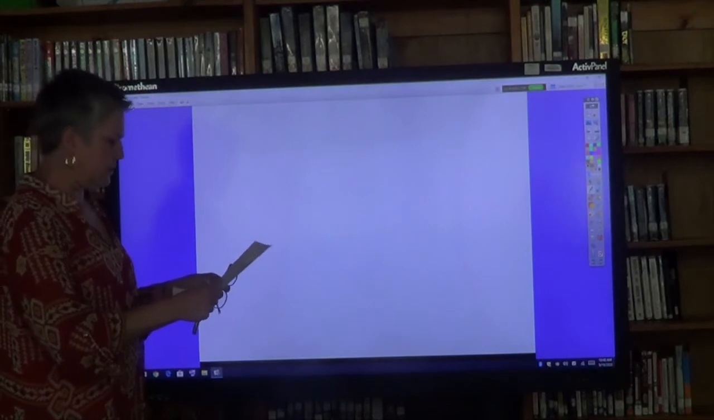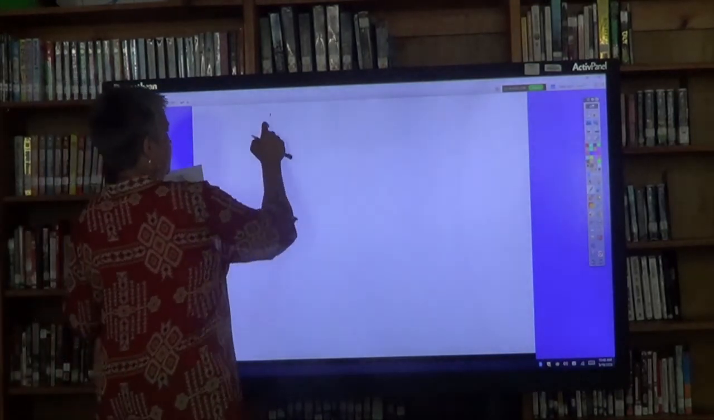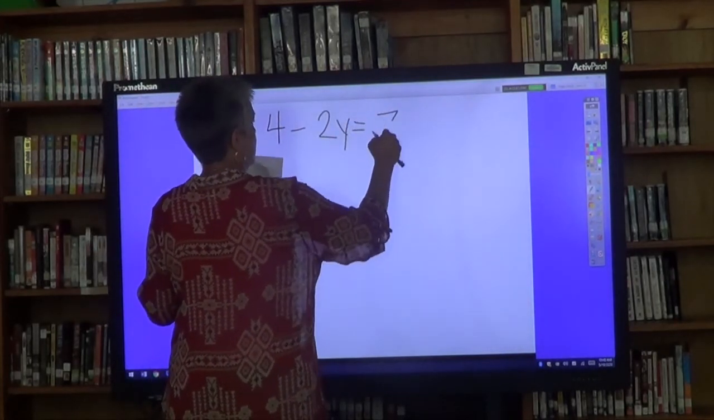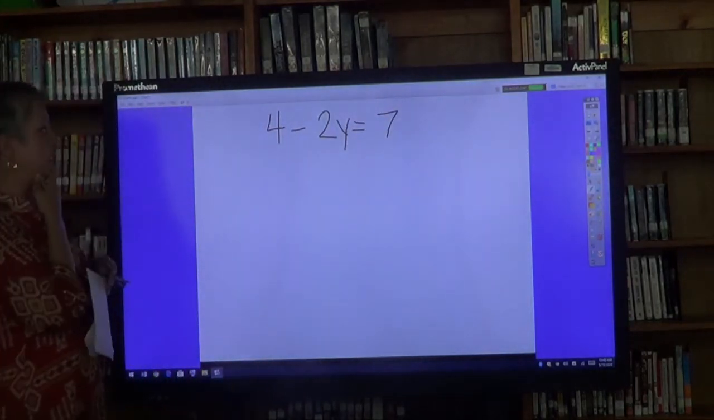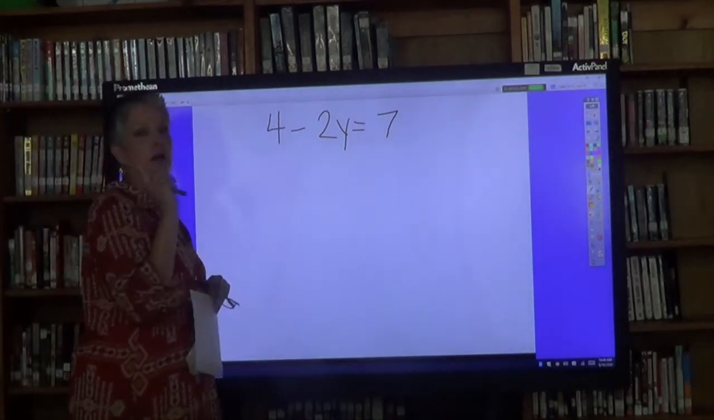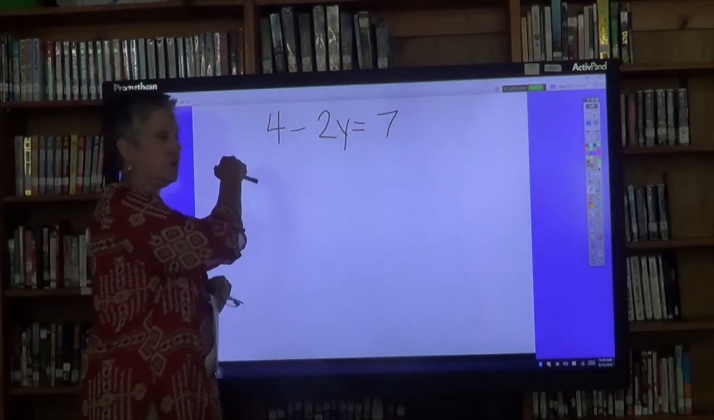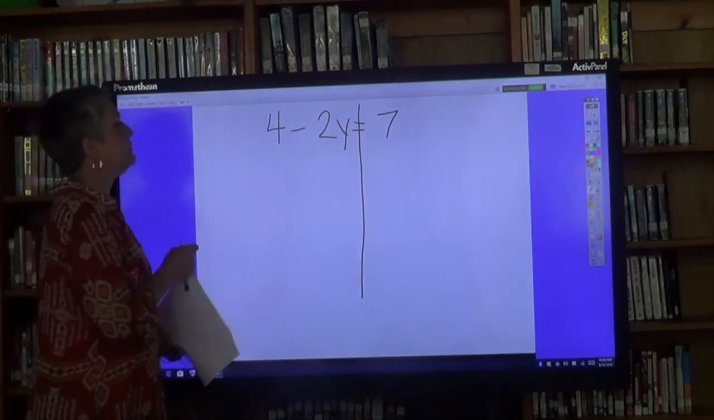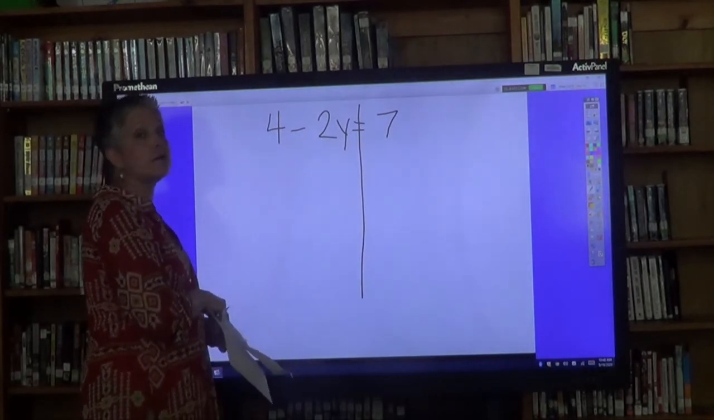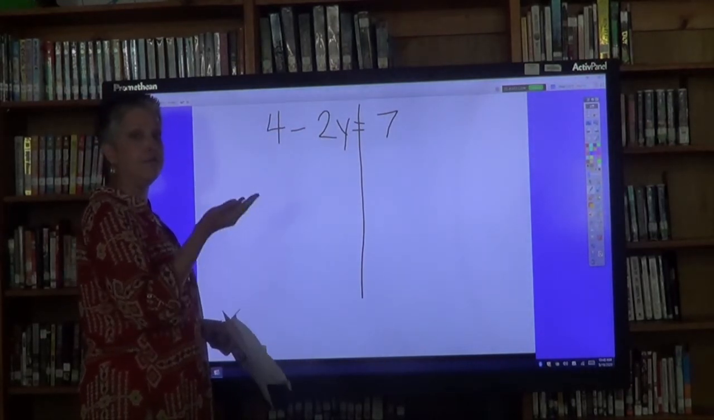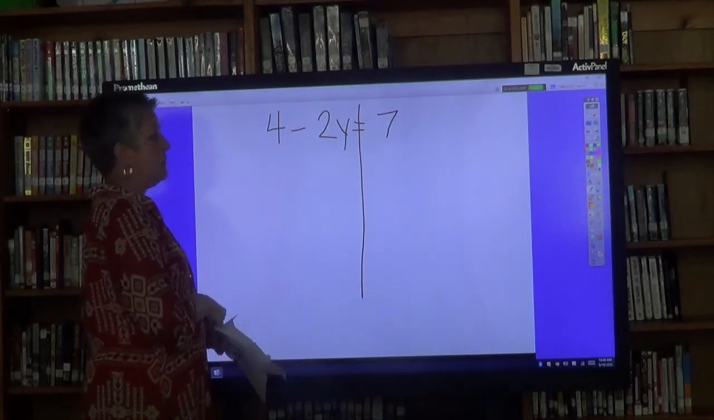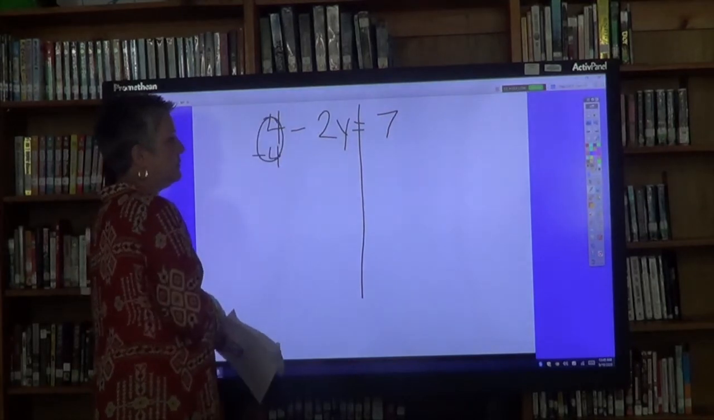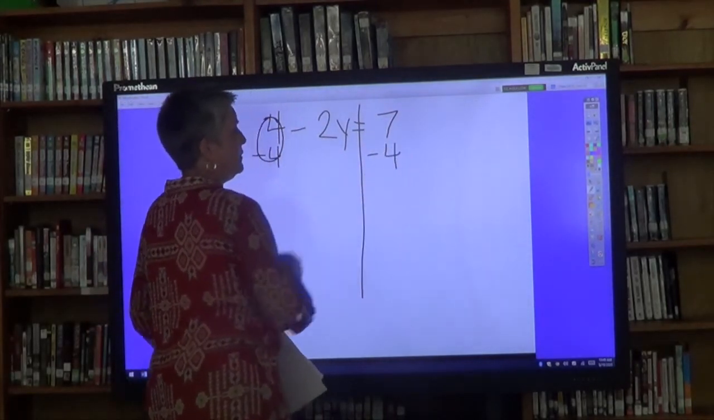All right, let's try another one. All right, let's look. This one looks a little bit different. We have 2 terms here. Our term with our variable is not the first one. All right, here's our equal sign. Got to keep it balanced. This time, 4 is our constant. It's the term that doesn't have the variable. That's a positive 4. To get rid of it, I'm going to put a negative 4 with it to make this 0. So put a negative 4 over here.